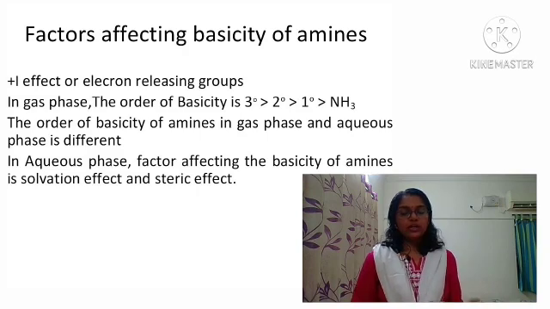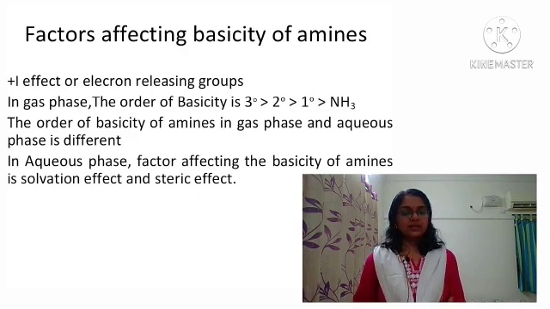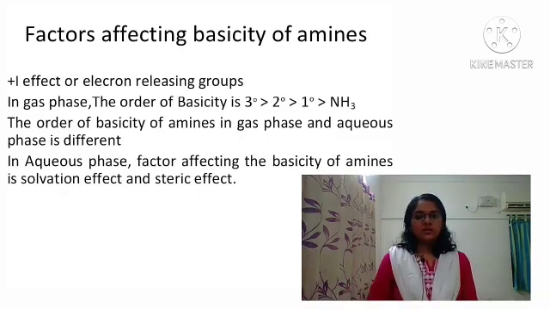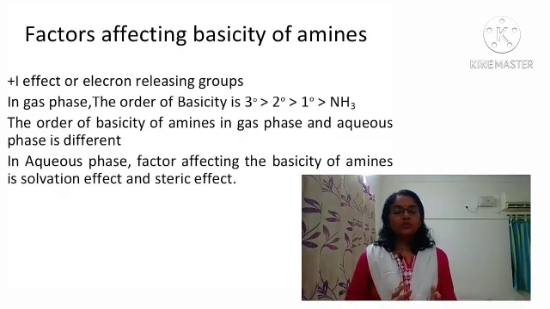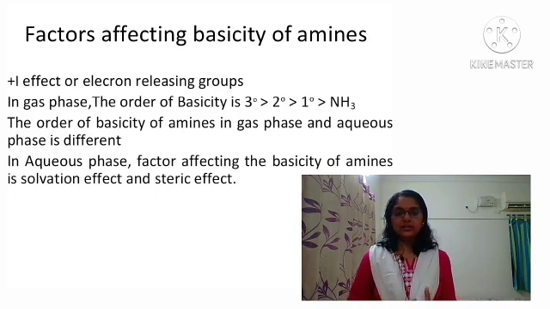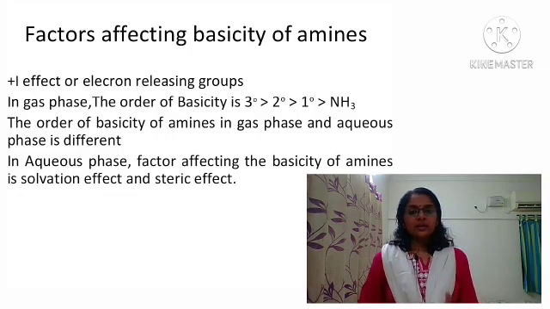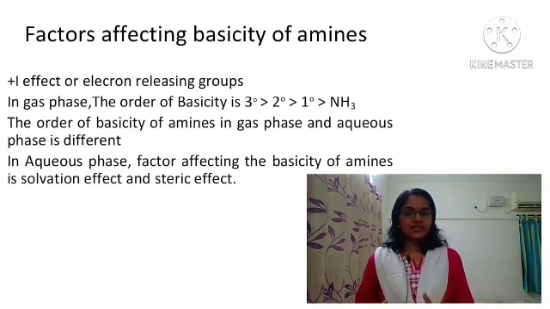So out of ammonia and the alkyl amines, tertiary will be more basic, then comes the secondary, then the primary, and only then ammonia. So we found that the main important factor affecting the basicity of amines is the +I effect, or electron releasing group. When the electron releasing group increases, it increases the availability of electrons for protonation around the nitrogen atom. But one important point to note is that the order of basicity of amines is different in the gas phase and the aqueous phase.